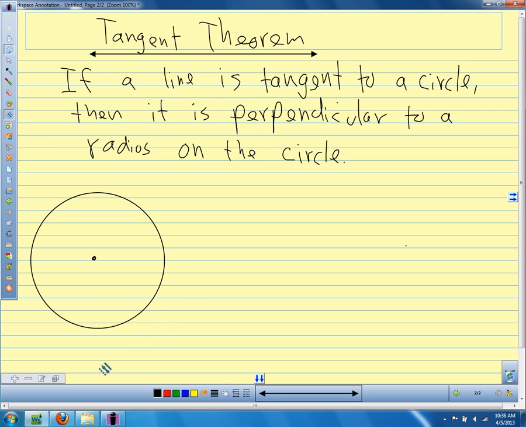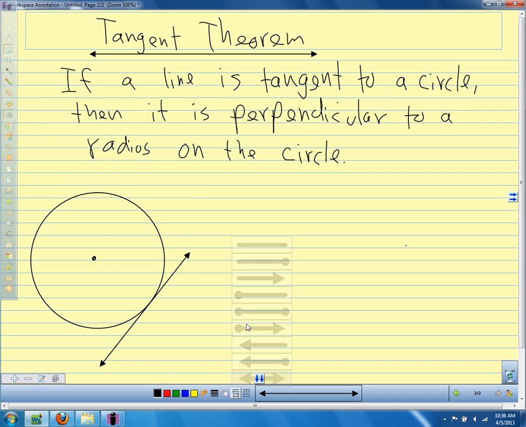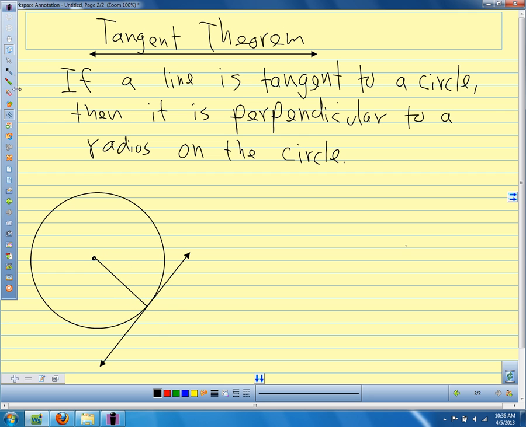I draw in our tangent line. And we'll draw a radius to there. And that's going to make a 90-degree angle. So if you have a tangent line, the tangent and the radius where they meet on the circle make a 90-degree angle. So that's our tangent theorem.